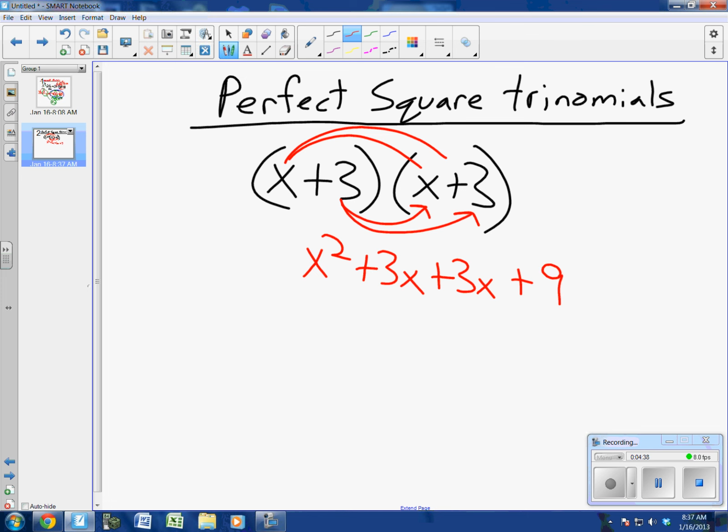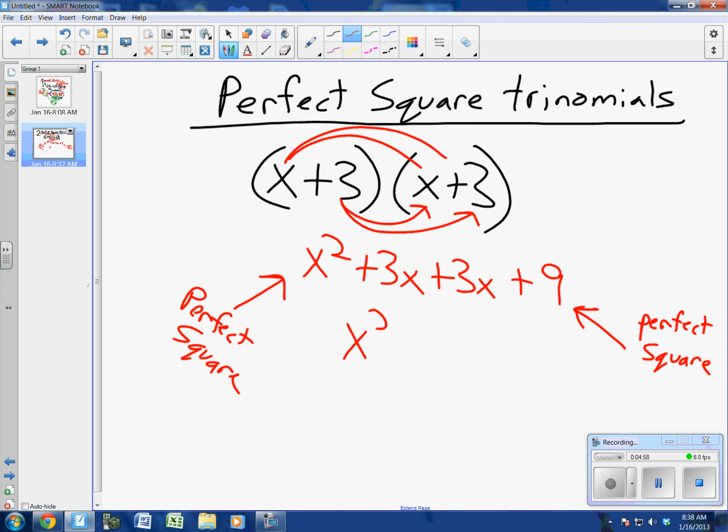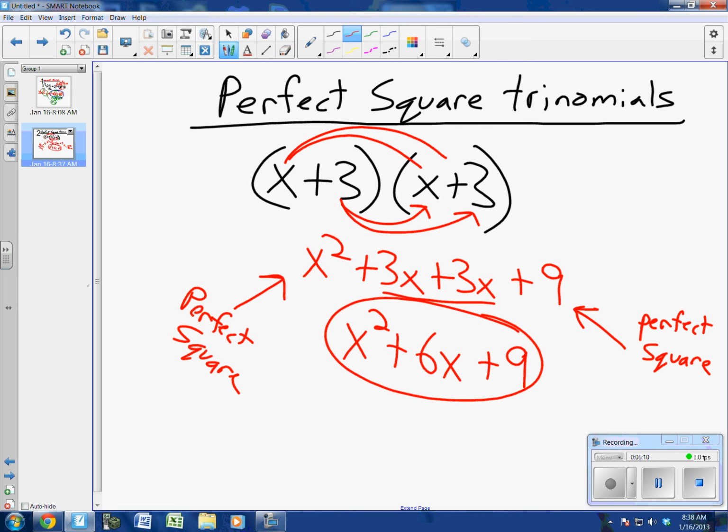Once again, your first term and your last term are perfect squares. Do you see that? That's a perfect square. And that is a perfect square, right? Those are both perfect squares. And what happens for the middle term? The two middle terms add up to what? 6x. And so in the middle terms, you guys, the middle terms are not going to add up to 0 when the signs are both the same, right? We get what we call a perfect square trinomial.